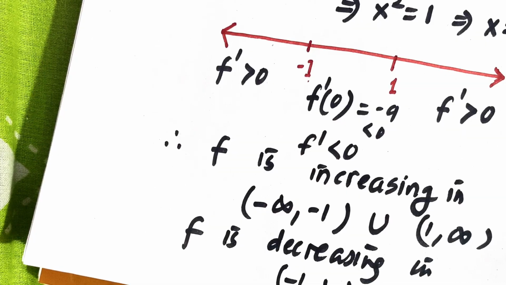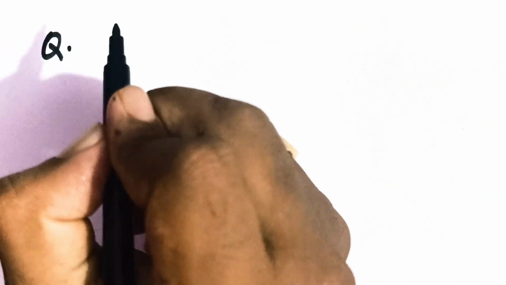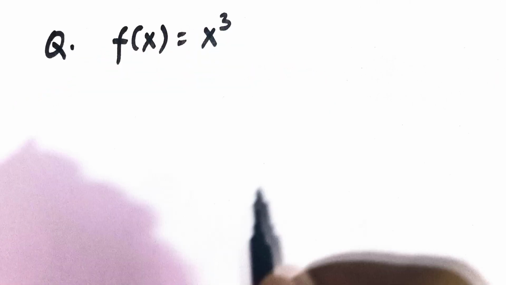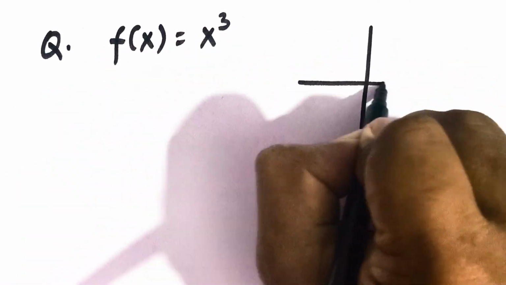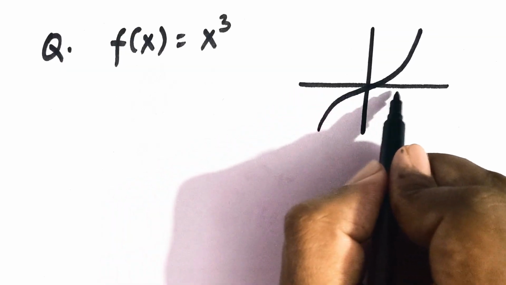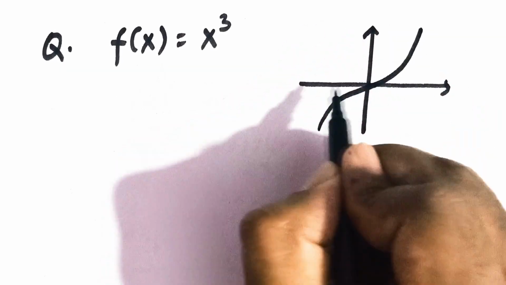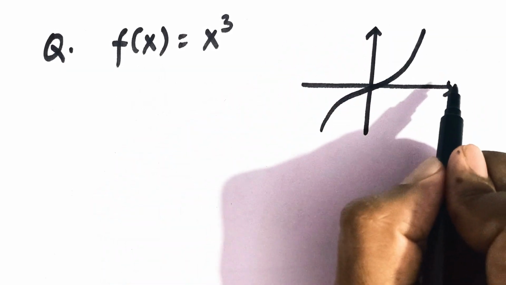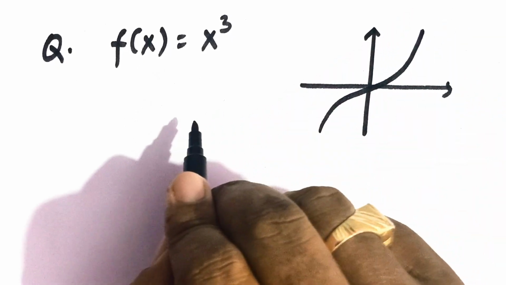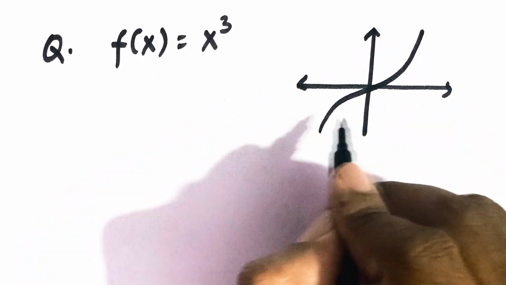Next, let's solve another. We have f of x is x cubed, and we already know its behavior. Its graph looks like this one. So when you go towards positive x, and when you increase your value of x, your height increases. So this function is clearly increasing on the whole real number line.